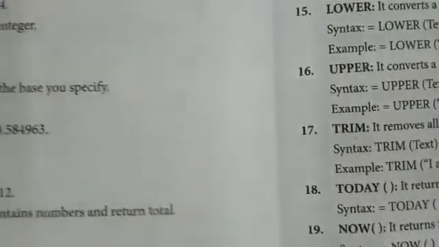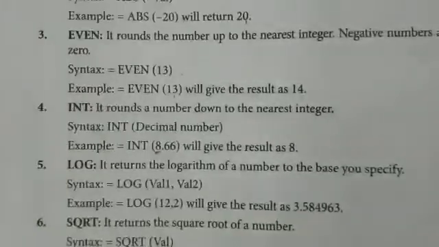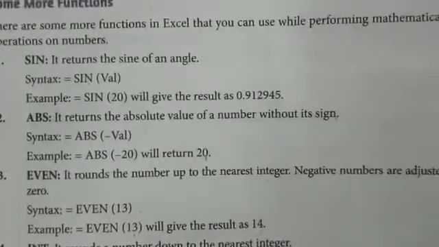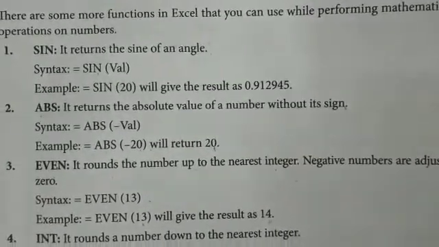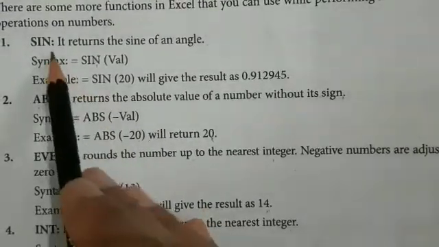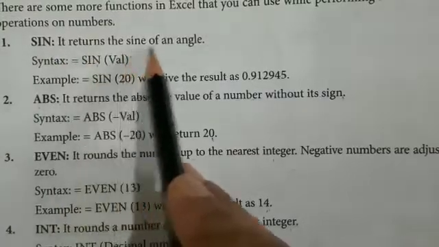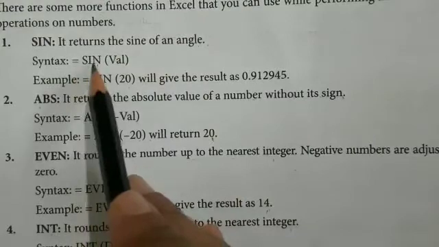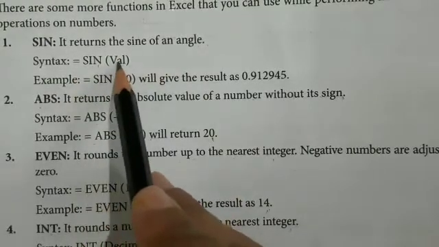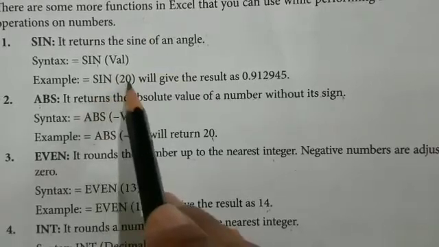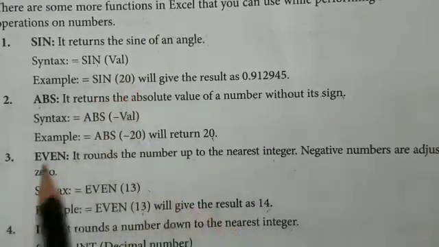student. Now let's see some more functions used in Excel while performing mathematical or Boolean operations on numbers. SIN function. It returns the sine of an angle. The syntax is equal SIN in the parentheses the value. So it will give the result, the sine value for this 20.